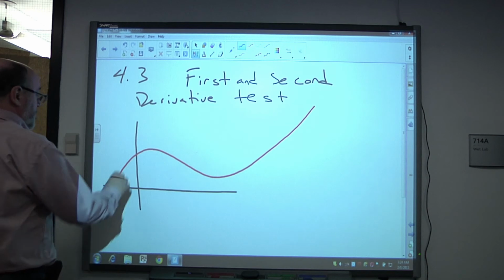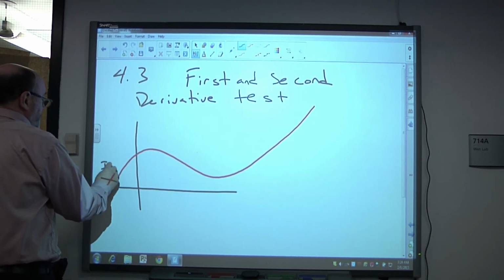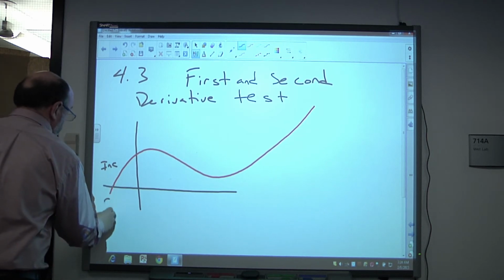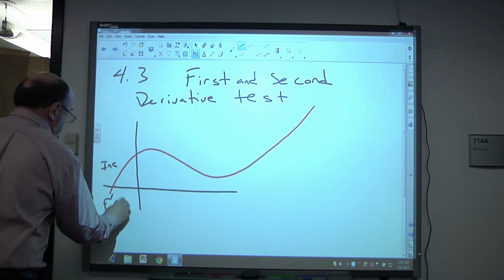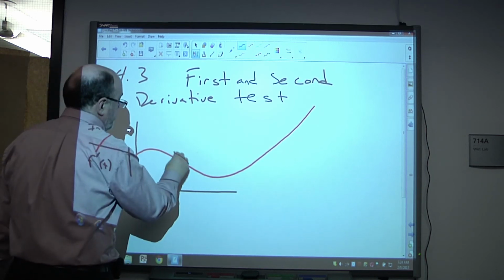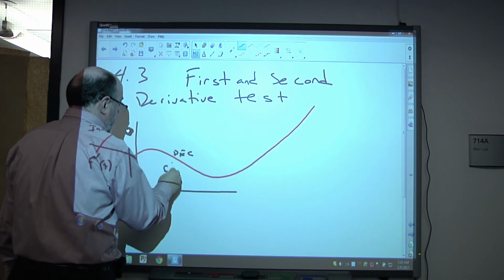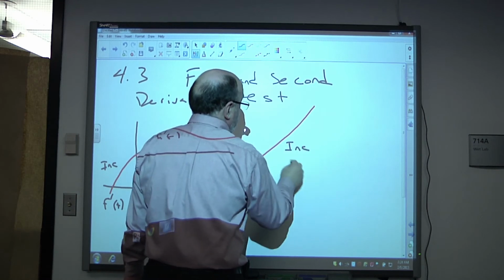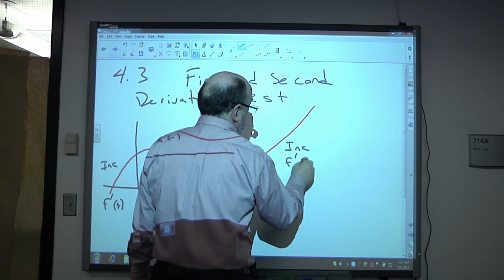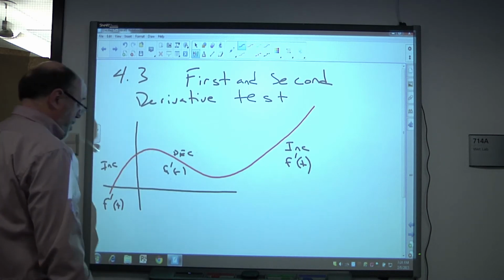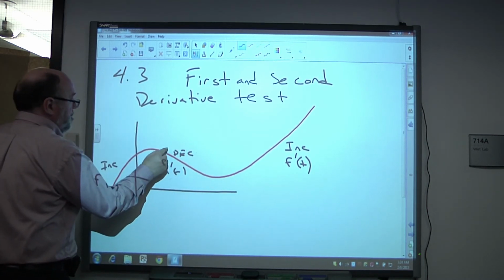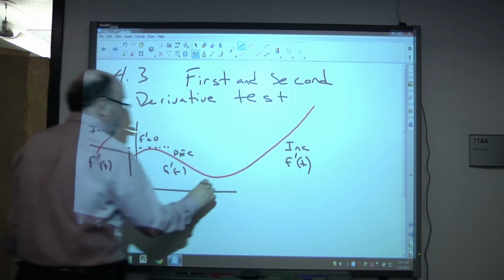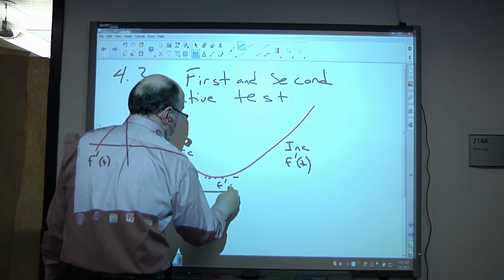And if I look at this, here my function is increasing. So my derivative here will be positive. Here my function is decreasing, and so here my derivative is going to be negative. And then here it's increasing again, and so my derivative is going to be positive. Okay? We have here at this max, my derivative is going to equal 0, and we have here at a min that the derivative is going to equal 0.